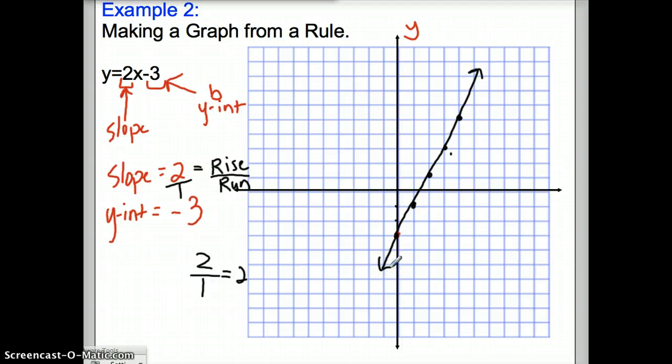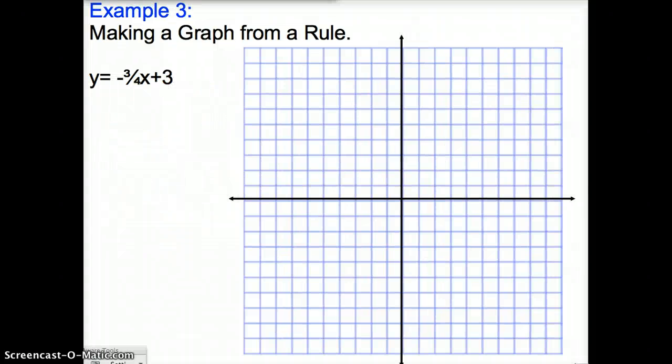Okay. So what's important is that we knew to start at negative 3 here because of the b value, and then we use the slope, but we had to change it into a fraction like we did here in order to find the rise and the run. Okay, let's try one more problem like this, and then you'll try some on your own.